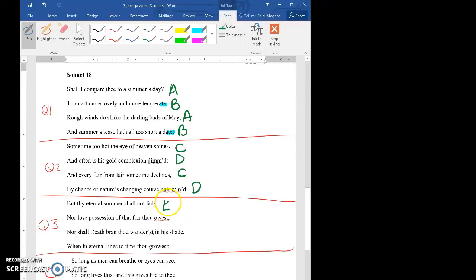All new words without similar rhymes to the others. So they get the EF, EF. Now we have our last little couplet there, and we know our couplet has that distinct GG rhyme scheme. So there we have the rhyme scheme all set up.